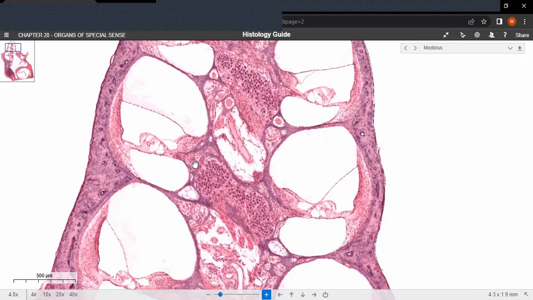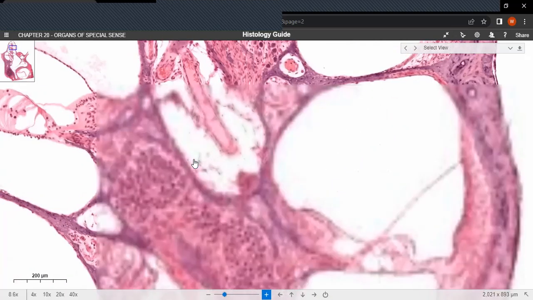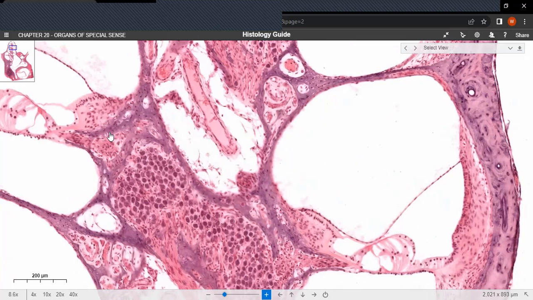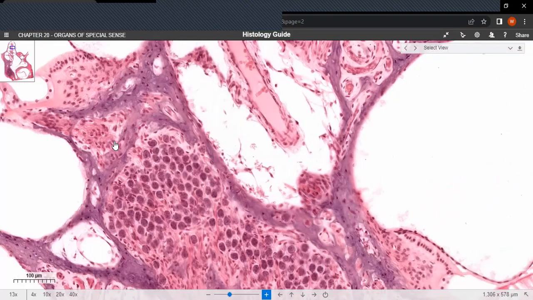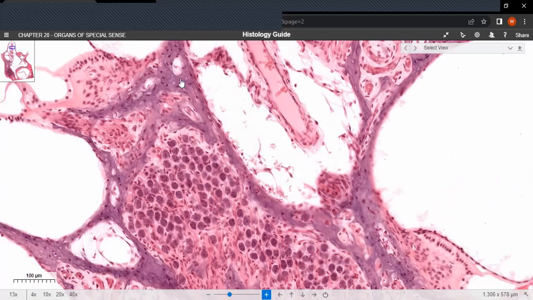Let me zoom in. Within the spiral lamina, you can see this is a ganglion. Let me zoom out and move. You see the modulus was here, and this is the spiral lamina, which is an outward projection of the modulus into the cochlear division. Within it, this is a spiral ganglion, where the cell bodies of the first order neurons of the auditory pathway are located.